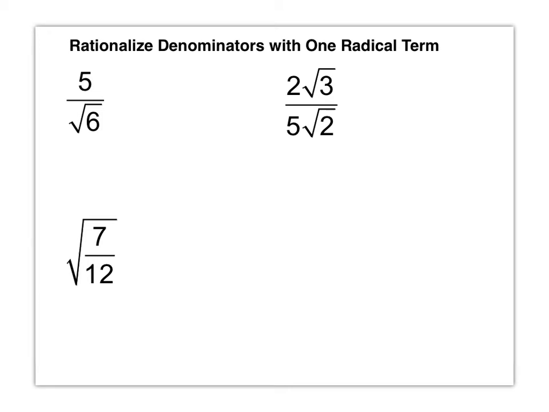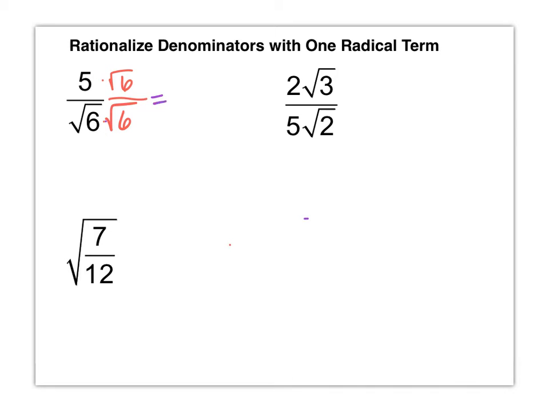We have 5 divided by the square root of 6. This can be simplified by multiplying the denominator by something so that we end up with a perfect square under the radical. We can multiply the denominator by the square root of 6. Now, whenever you're working with a fraction and you multiply the denominator by something, you need to also multiply the numerator by the same quantity. So we're going to multiply the numerator by square root of 6 as well.